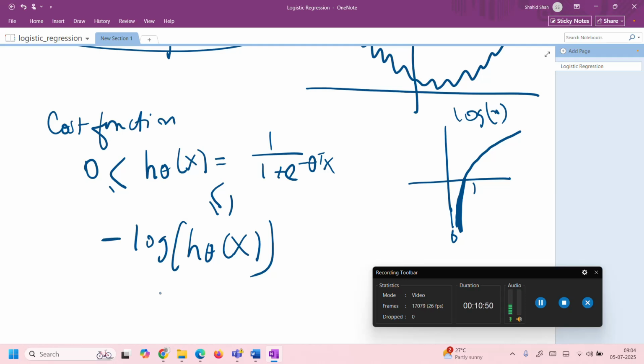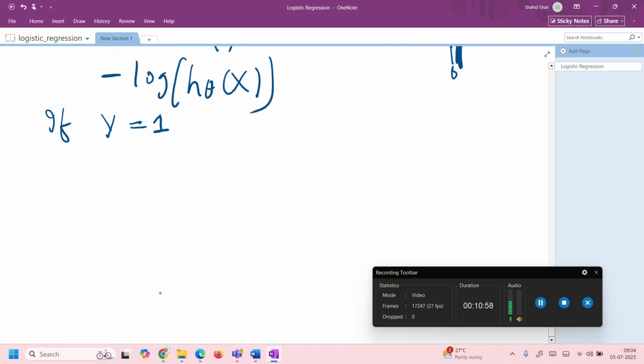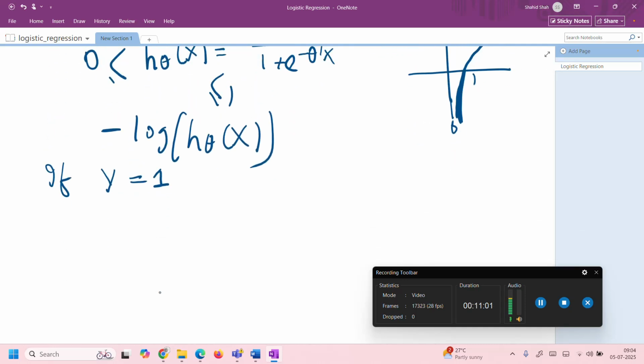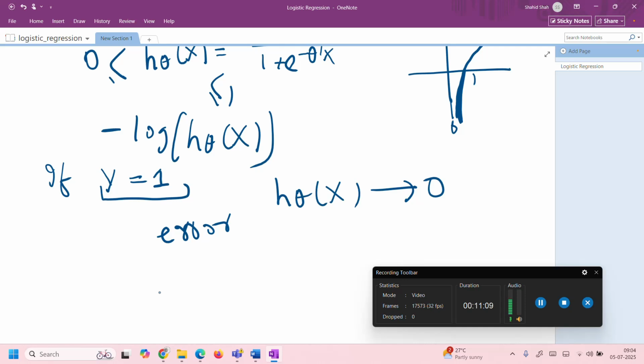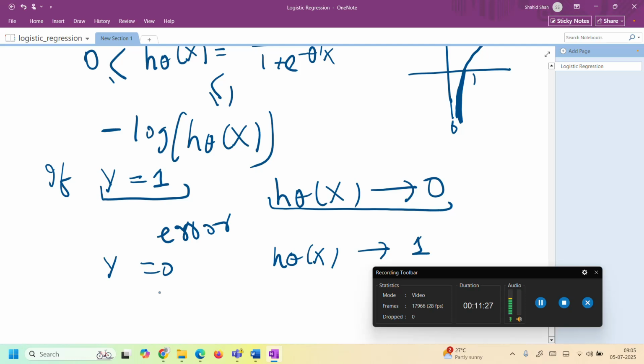Now what I am doing actually, let's take two cases. If y actually is 1, correct? Now suppose your model decides that h theta of x is closer to 0. So this is an error. The y actually was 1, but you have learned the model in such a way that your hypothesis function becomes closer to 0. This is an error. Another error is if y is 0 and your model decides that h theta of x is closer to 1. So these are the only two possible errors here because y is taking only two values.